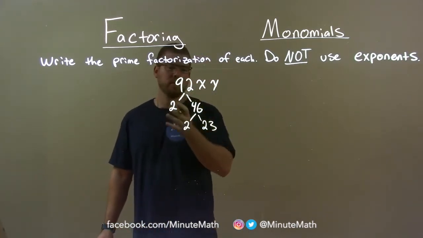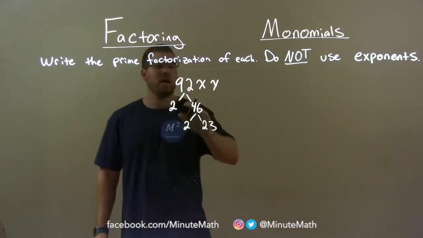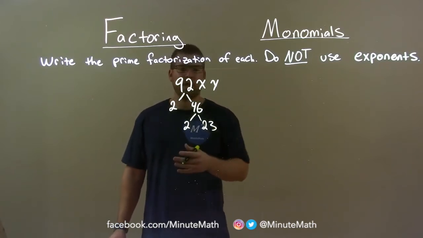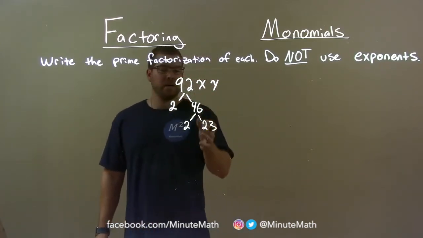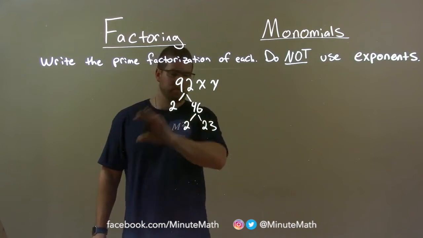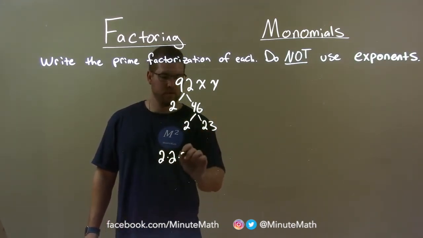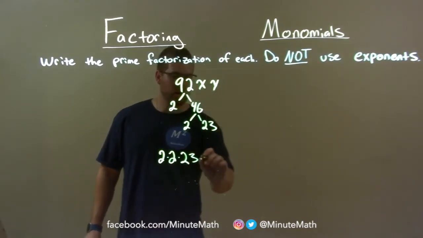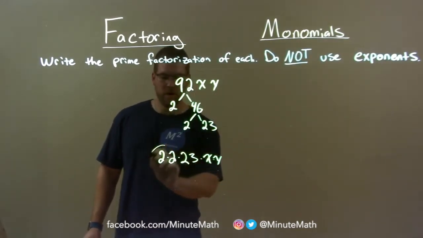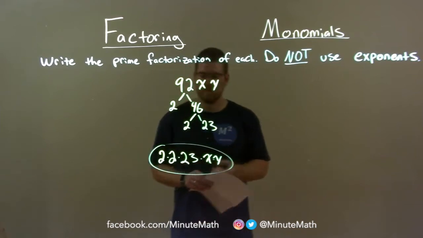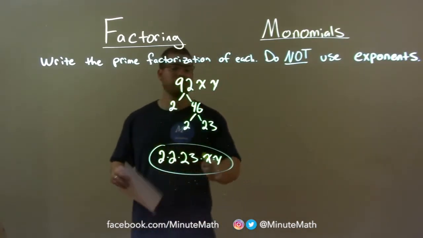23 is a prime number, and so are the 2's, okay? Now x and y cannot be broken down anymore, so we're done with that. We'll just rearrange it, put it down. 92 is 2 times 2 times 23. xy come down. So our final answer here is just 2 times 2 times 23 times x times y.